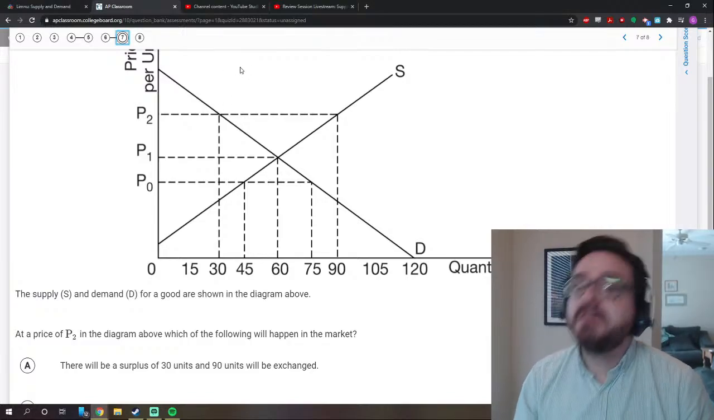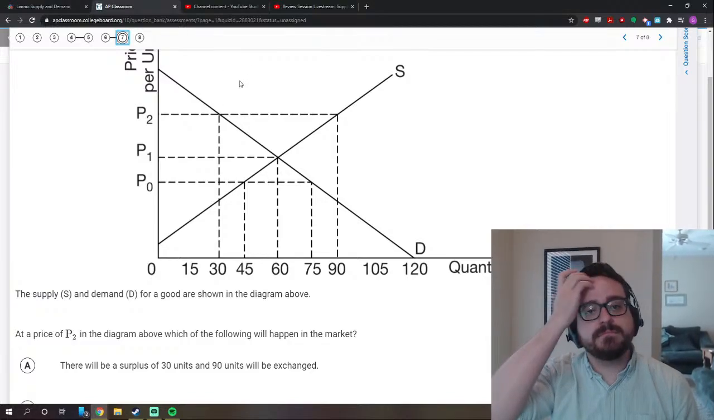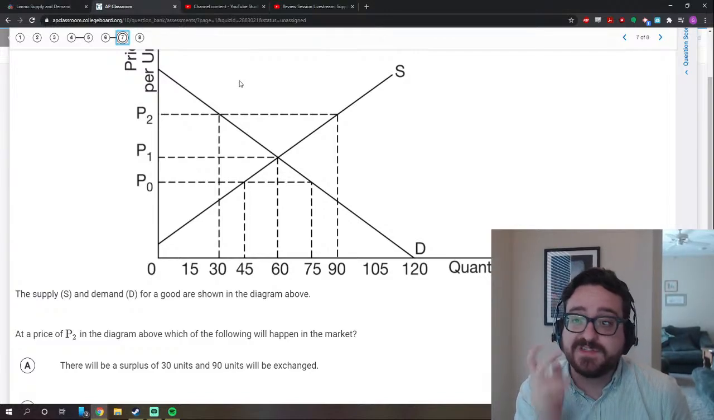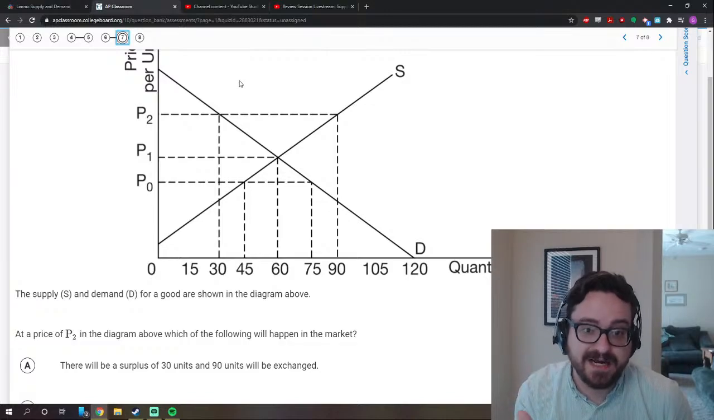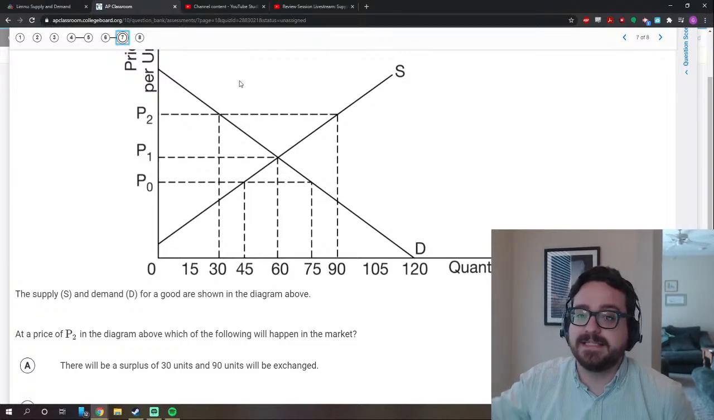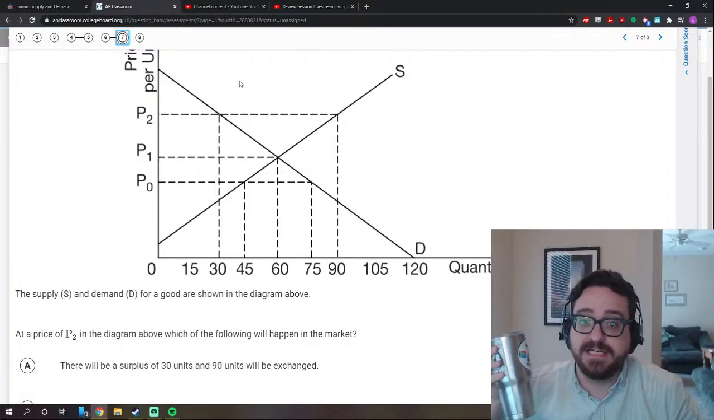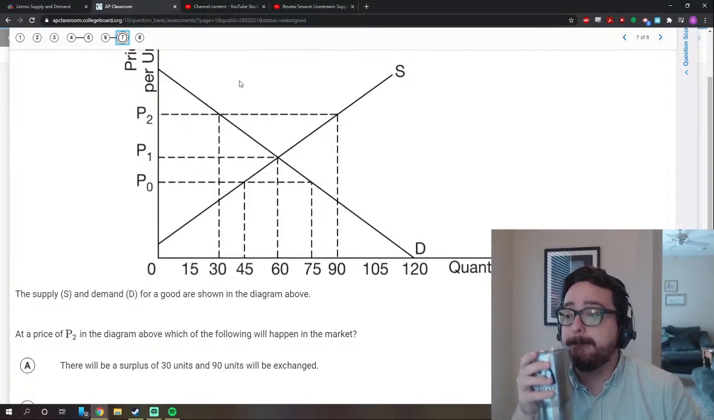Think about it. It's 30. It's 30 because people want 30. We're not going to buy more than what we're wanting. It's a surplus because people didn't buy enough, right? The problem is that they didn't exchange 90. If they did, then there wouldn't be a surplus. They would have sold exactly the amount that they produced.